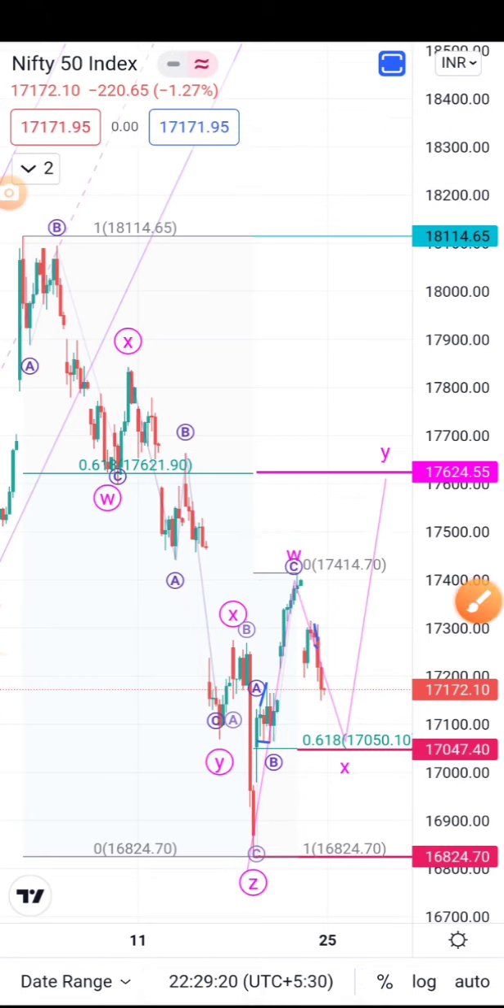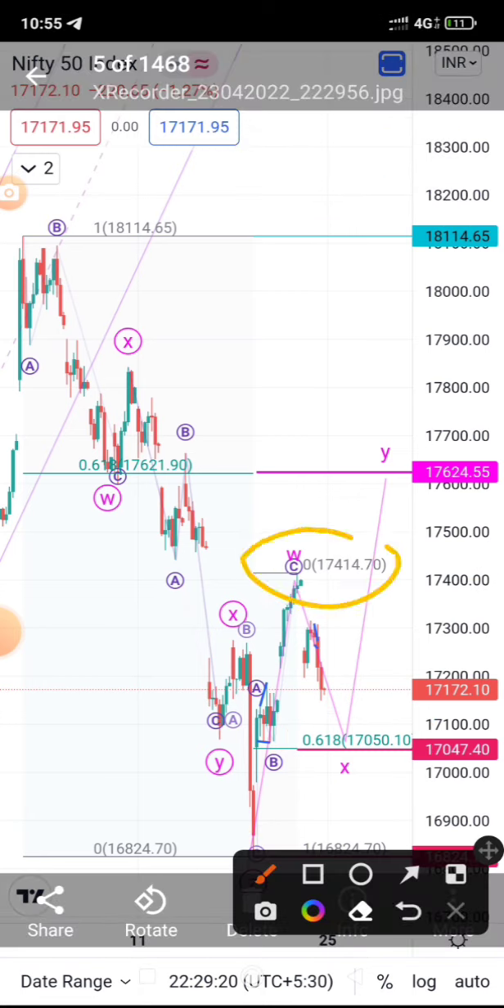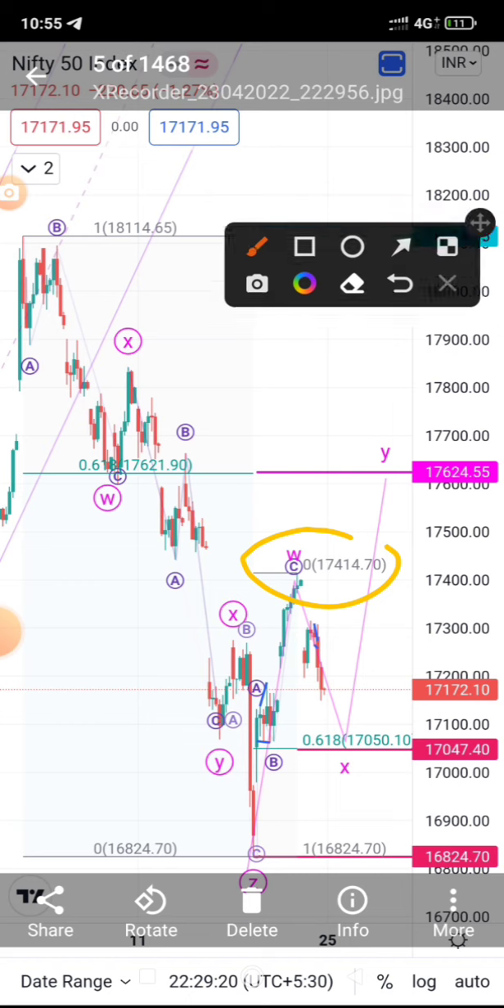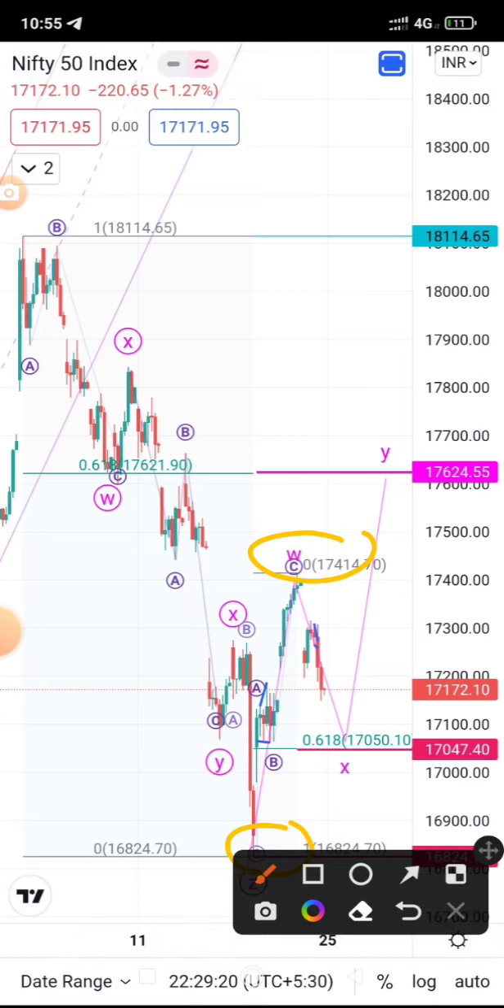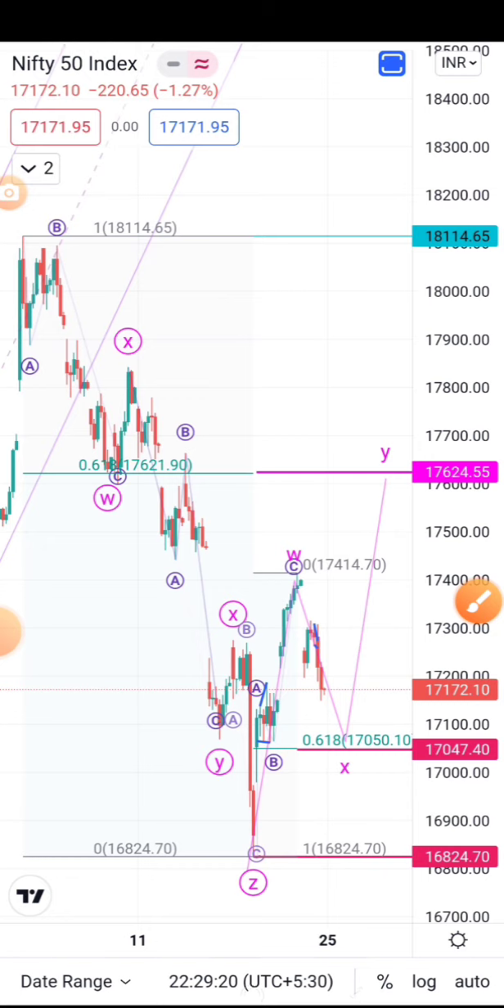So you need to pick the Fibonacci retracement tool on TradingView. You need to first start from here and use this point as the upside. Okay, then here you can get the 0.600 Fibonacci as 17,050.